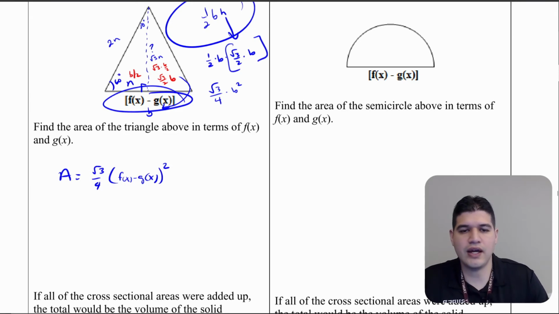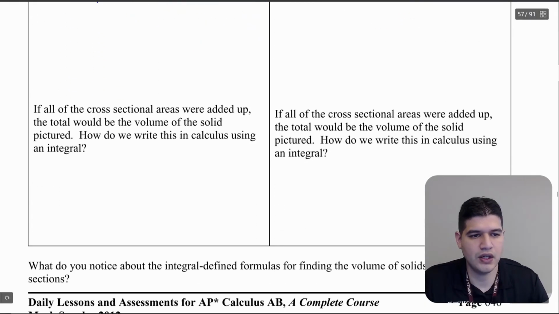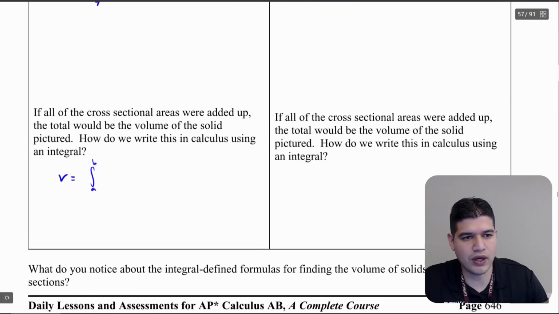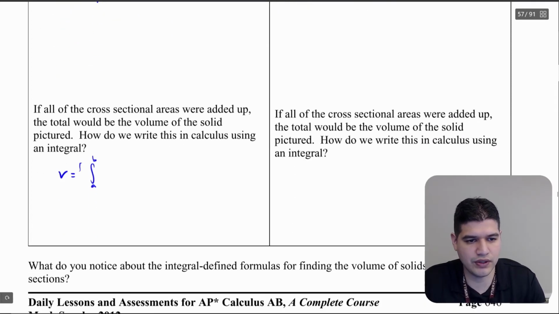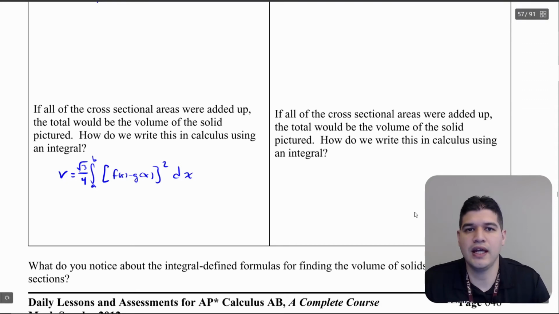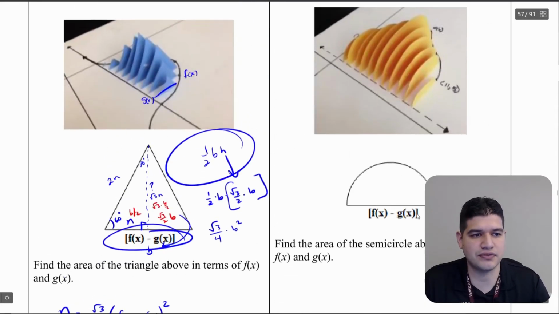So now, how do we find volume here? Well, we know how we can find volume. That's just the integral of the area, from a to b. And this square root of 3 over 4, I'm just going to take out immediately. So square root of 3 over 4, and then inside of the integral, we have f of x minus g of x, all squared, dx. So that's how we can find it in terms of an equilateral triangle.